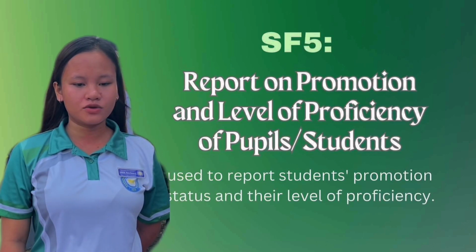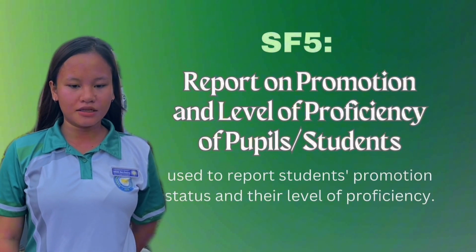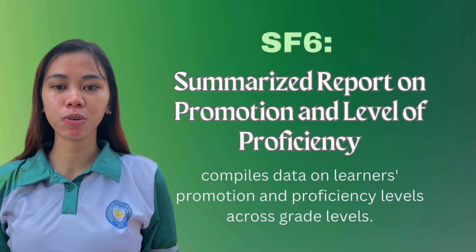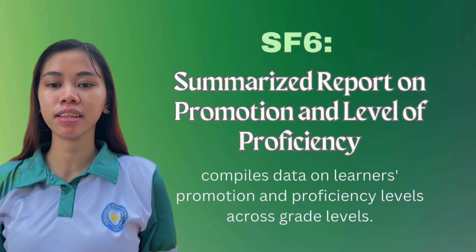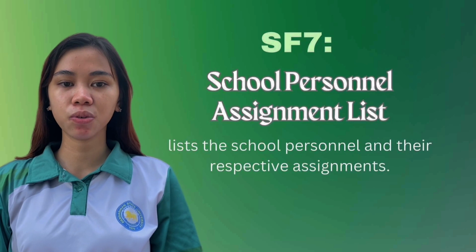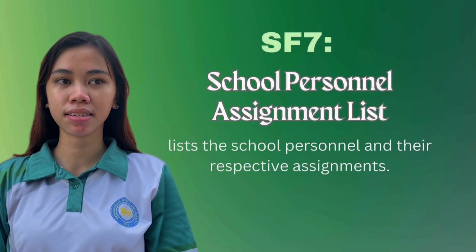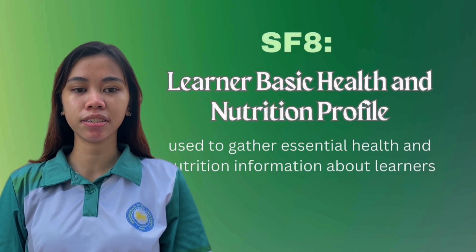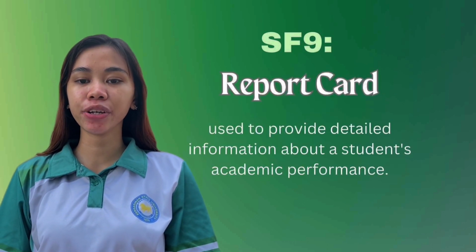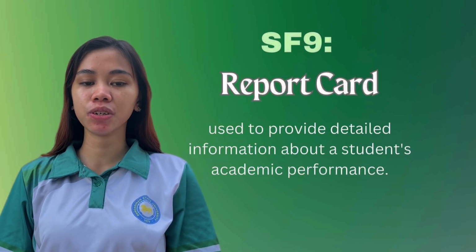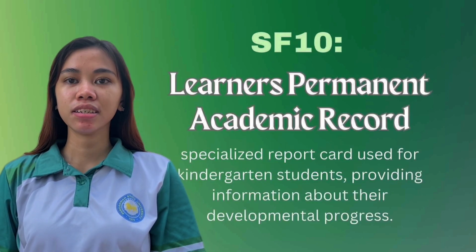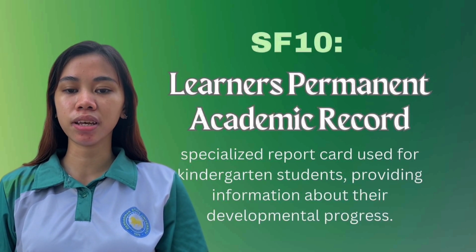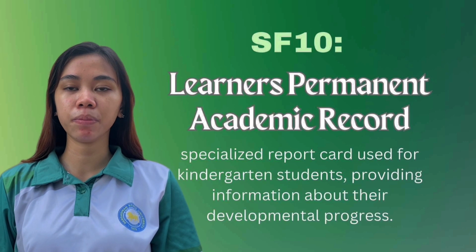School Form 5 is used to report students' promotion, status, and their level of proficiency. School Form number 6 compiles data on learners' promotion and proficiency levels across grade levels. School Form 7 lists the school personnel and their respective assignments. School Form 8 is used to gather essential health and nutrition information about learners. School Form 137 is the report card used to provide detailed information about a student's academic performance. School Form 138 is a specialized report card used for kindergarten students, providing information about their developmental progress.